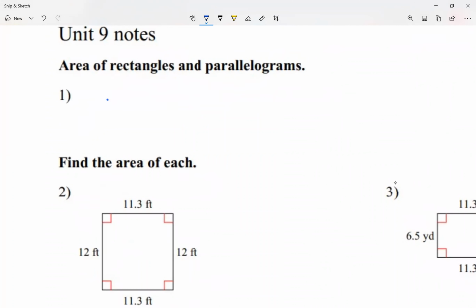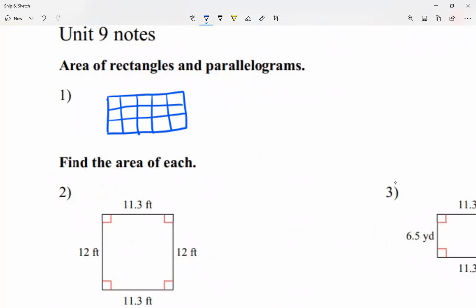For example, let's say I had a rectangle that was like this. We can count the squares. If you see how many squares there are, it is 1, 2, 3, 4, 5, 6, 7, 8, 9, 10, 11, 12, 13, 14, 15. So my area is 15. Now, this shape is actually used in kitchens.